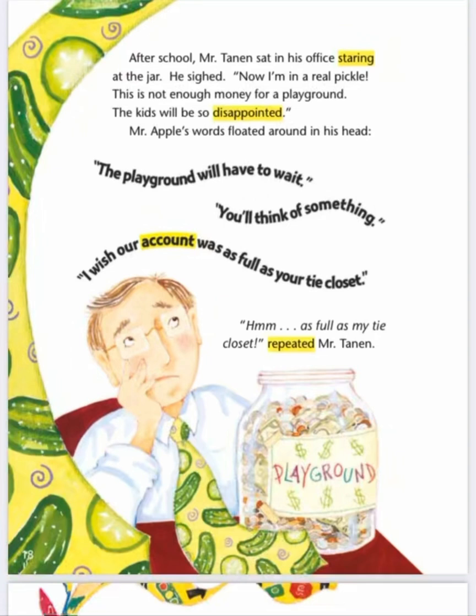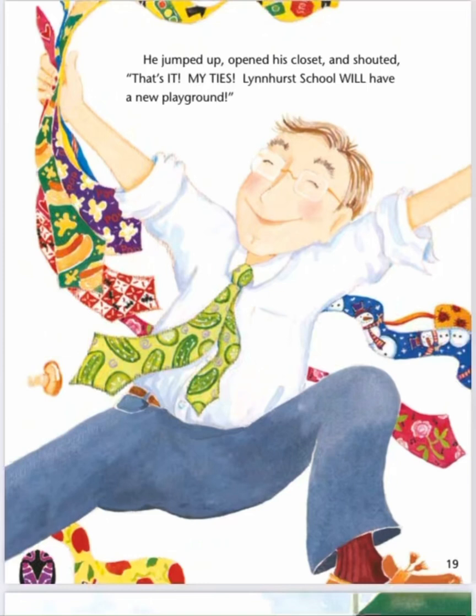I wish our account was as full as your tie closet. As full as my tie closet? repeated Mr. Tennant. He jumped, opened his closet, and shouted, That's it! My ties! Lyndhurst School will have a new playground.